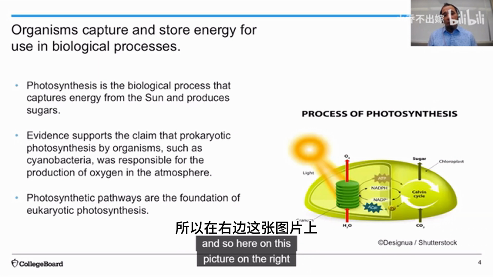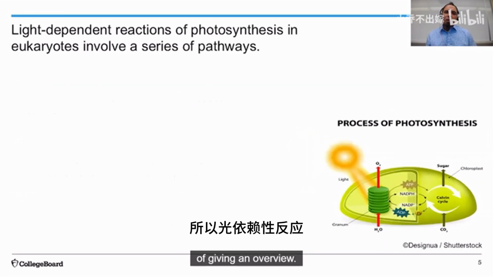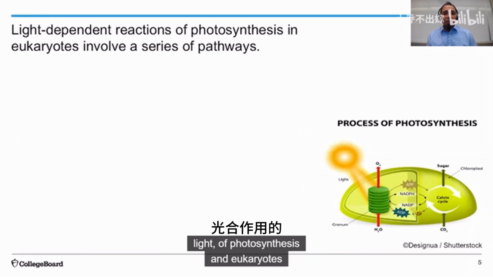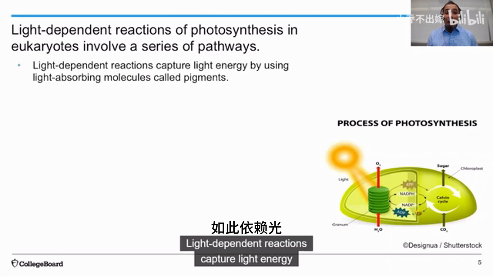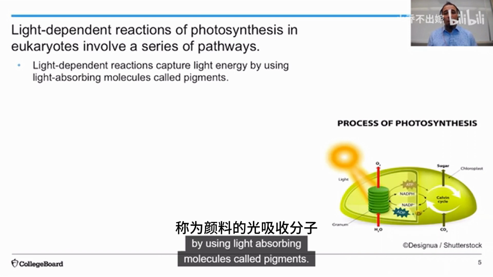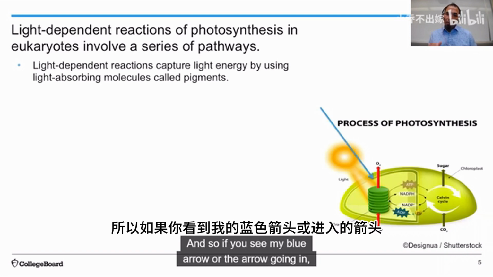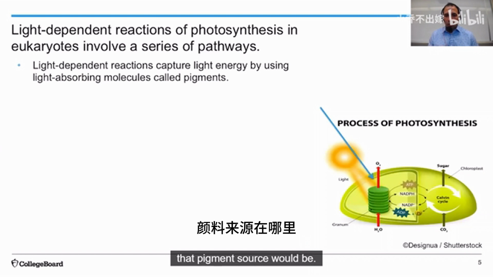And so here on this picture on the right, we have the process of photosynthesis, just giving you an overview. The light-dependent reactions, requiring light, of photosynthesis in eukaryotes involve a series of pathways. So these pathways are small sequential steps. Light-dependent reactions capture light energy by using light-absorbing molecules called pigments. Think of pigments as colors, right? And if you see my blue arrow going in, you can see where we're pointing to where that pigment source would be.